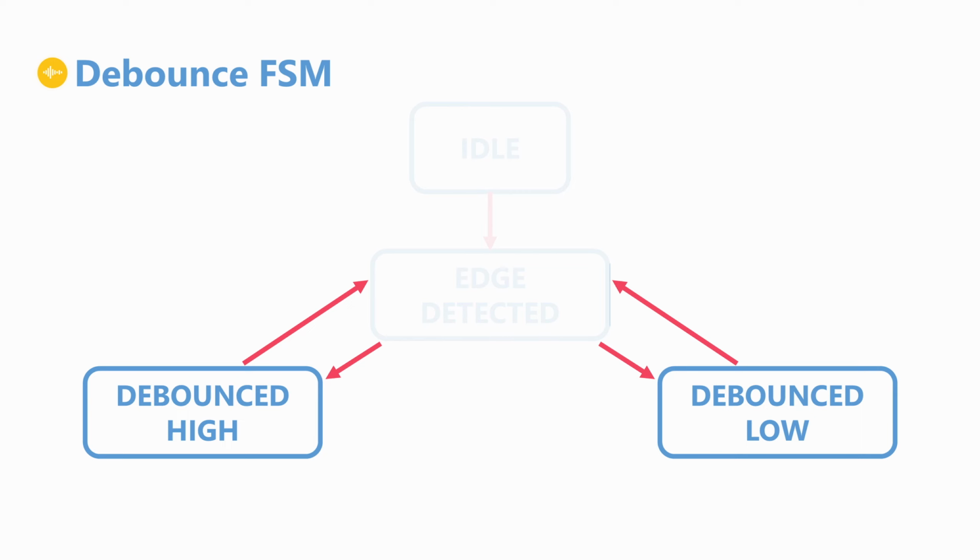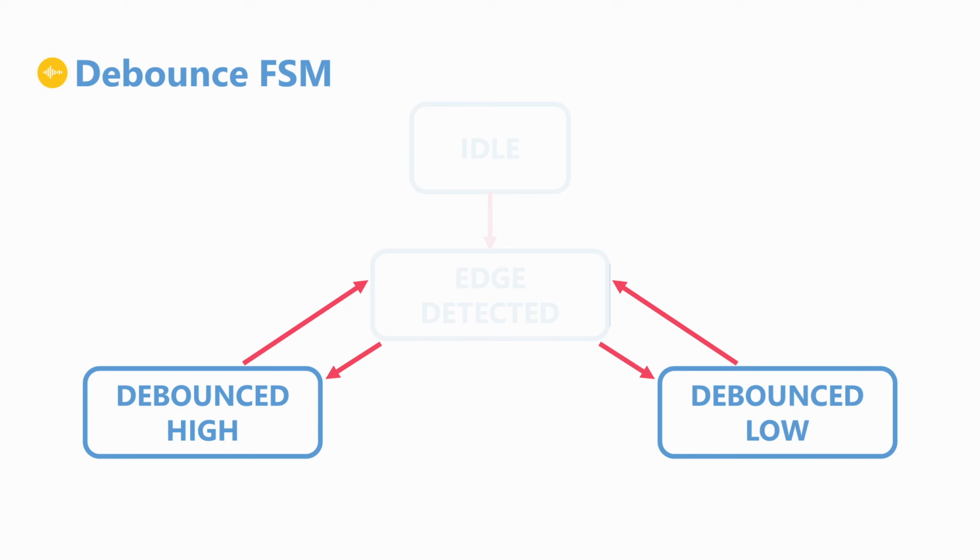The debounced high or debounced low state is reached after the input signal has settled in either a high or low state. In these states, the output of the debouncing logic is set to the value to which the input signal has settled. The FSM remains in the debounced high or debounced low state until the input signal changes, in which case the FSM transitions to the edge-detected state.